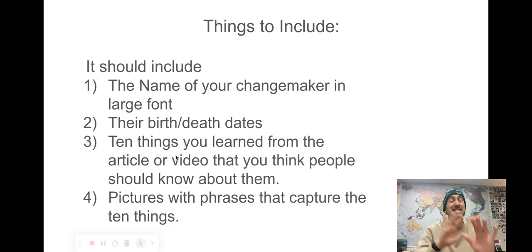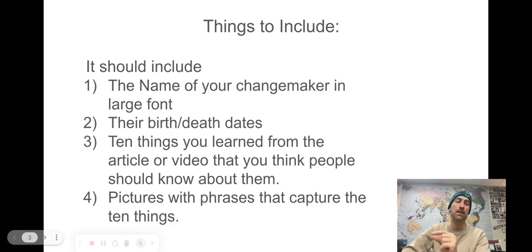Another thing you need is 10, count it, 10 things you learned from the article or video that you think people should know about them. This should not include name, birth and death, or anything to do with their changemaker traits. They were brave because, nope, that is separate. These are 10 things that you learned from the video and the article. Then you should have pictures with short phrases that capture what those things are. So let's look at some examples of ones that people have done and talk about the good and the bad.